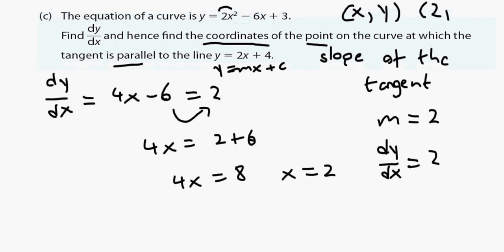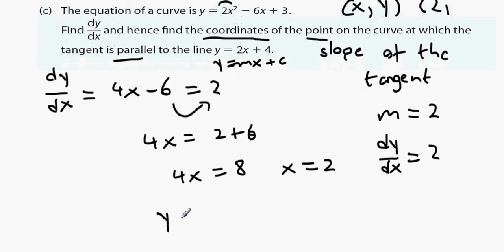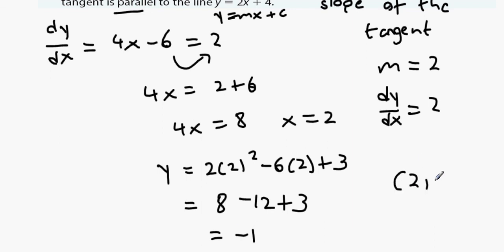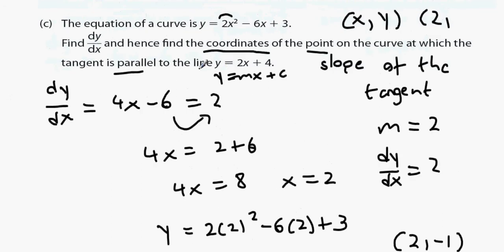Go back to the start and insert it into the formula. y equals 2 bracket 2 squared minus 6 bracket 2 plus 3. 2 times 2 squared is 8. 8 minus 12 plus 3, which gives you minus 1. Therefore, the answer is the point 2, minus 1. It has a slope of 2. The slope of 2 is actually parallel to this line. And that is all for today.